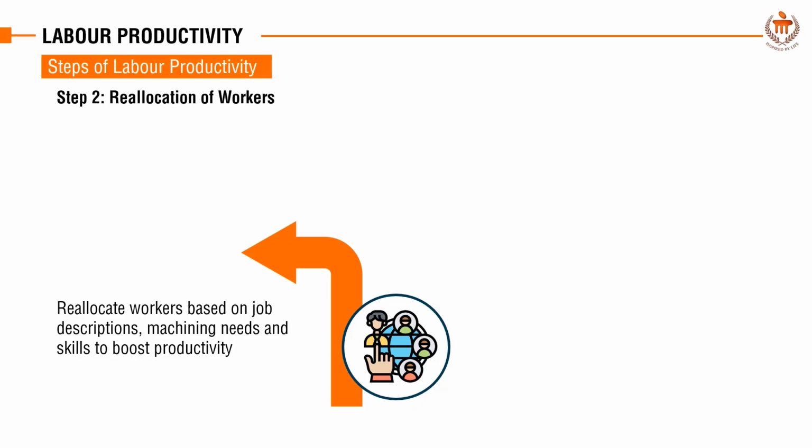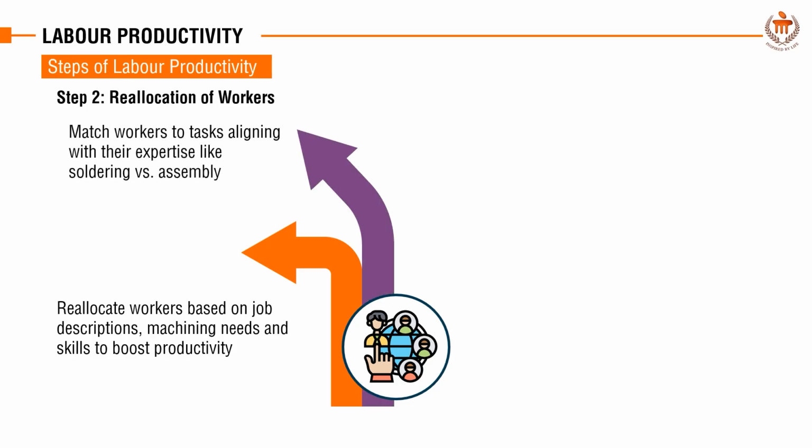Their skills may not be fully utilized. By reallocating this worker to the soldering station where their expertise is needed, productivity can be significantly enhanced. Furthermore, bottlenecks in the production process can only be cleared when the rates of production at different workstations are equalized.